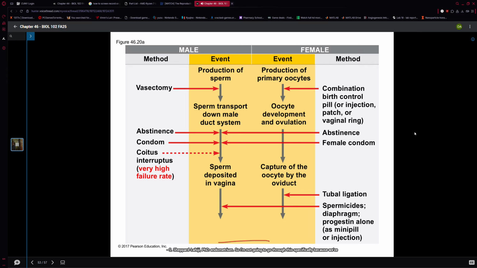So I'm not going to go through this specifically because we've already gone through these methods, and we've also already gone through the process of the events that ultimately lead to the implantation, but just think about how they connect to one another and the timing of them.